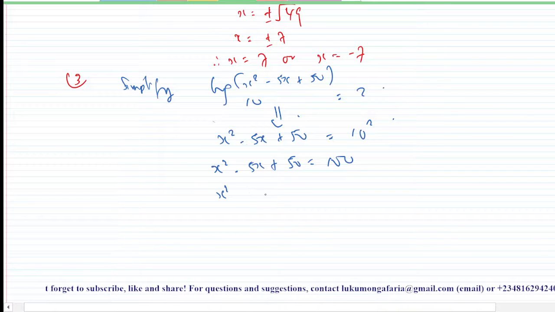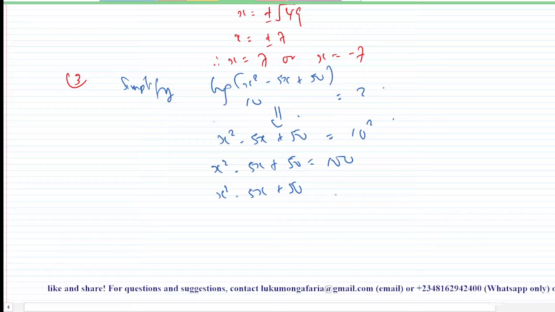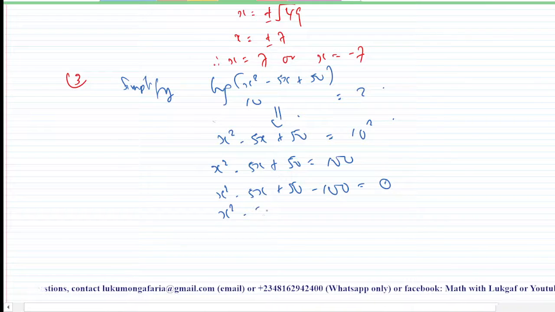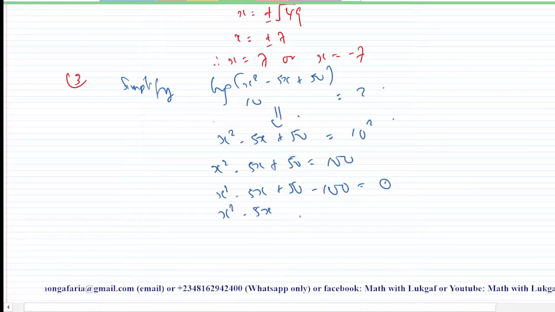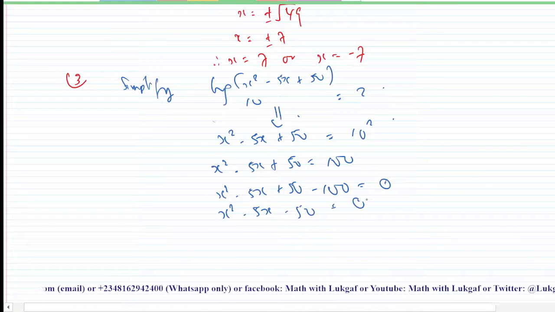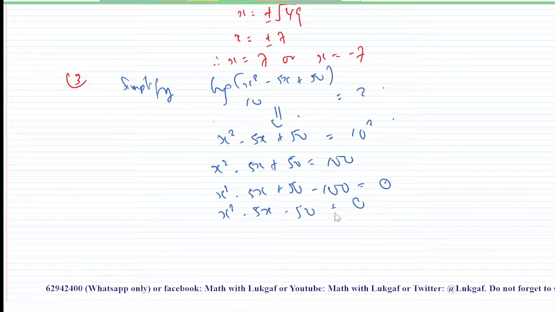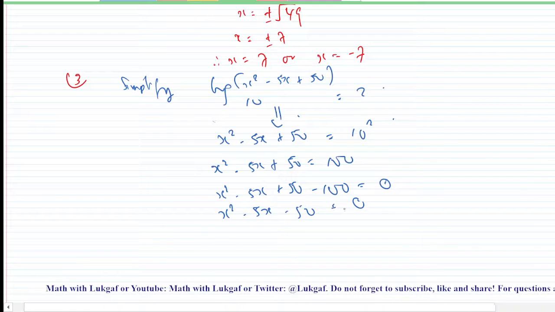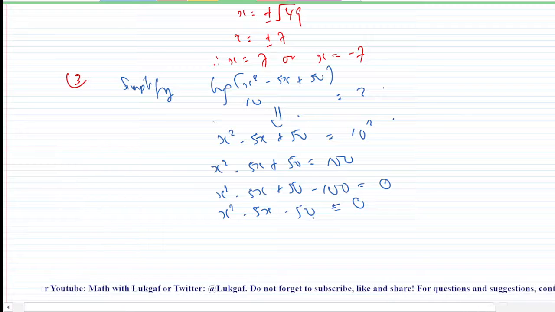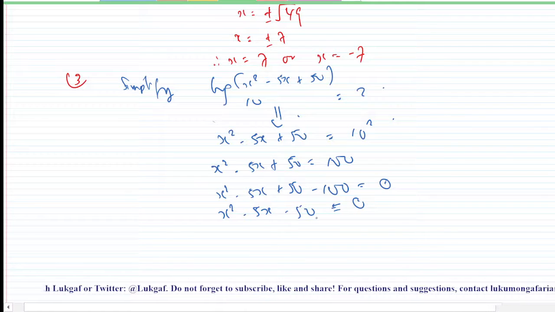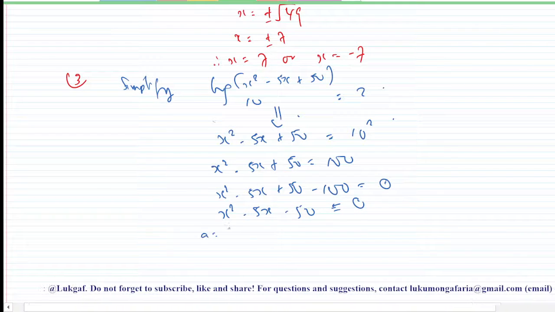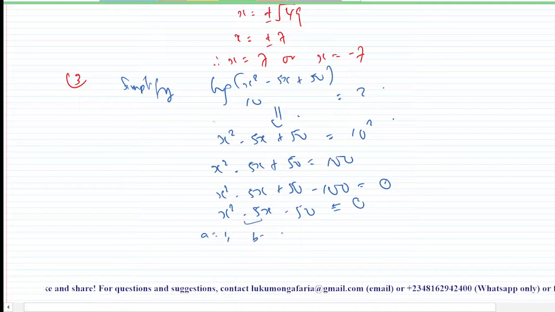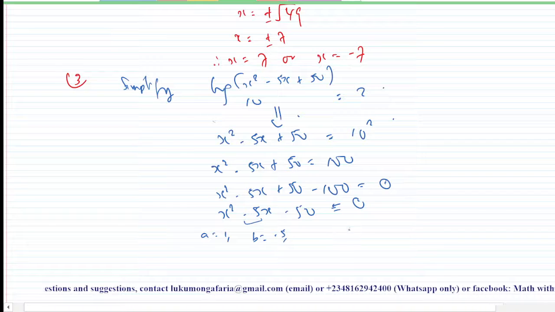Then you can bring this guy inside. Then you have minus 100 is equal to 0. x squared minus 5x minus 50 is equal to 0. You understand now? So then, now you have a quadratic equation. How are you going to solve it? It is simple. I have explained before. Just write the coefficient of each of the terms. A here is 1, your B is minus 5, and C is minus 50.